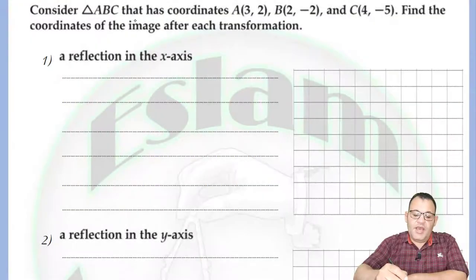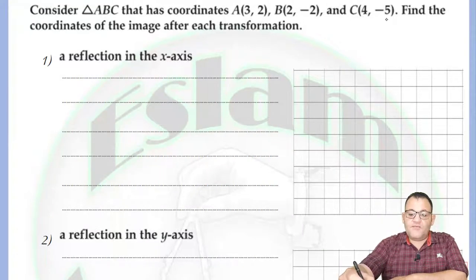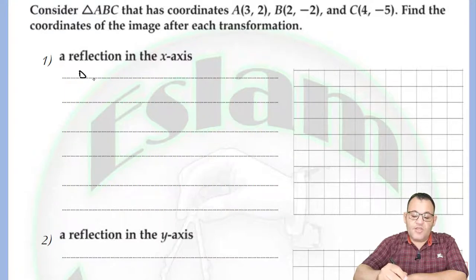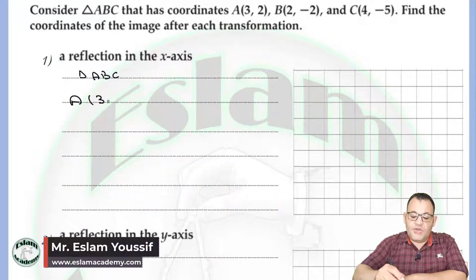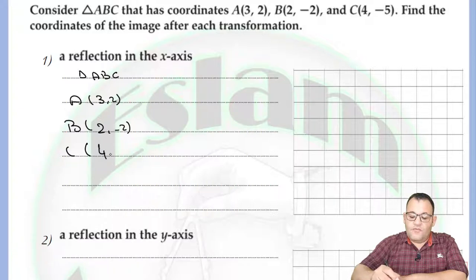Consider the triangle ABC that has coordinates A (3, 2), B (2, negative 2), C (4, negative 5). We need to find the coordinates of the image by each transformation. We need to find it by reflection on the x-axis. So we have here the triangle ABC. We know that A is (3, 2), B is (2, negative 2), and C is (4, negative 5). We need to find its image by reflection on the x-axis.